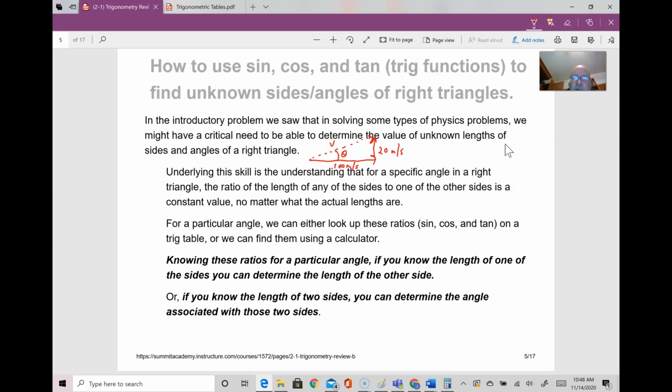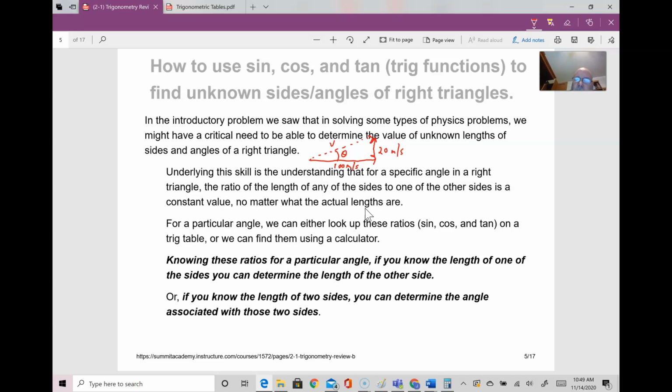Underlying this skill is the understanding that for a specific angle in a right triangle, the ratio of the length of any of the sides to one of the sides is a constant value, no matter what the actual lengths are. So in this circumstance, if I keep a ratio of 1 to 5 here, 20 to 100 is the same as 1 to 5, then if I had like a triangle where it was 100 to 500, that angle would still be the same, and that's all that we're saying.